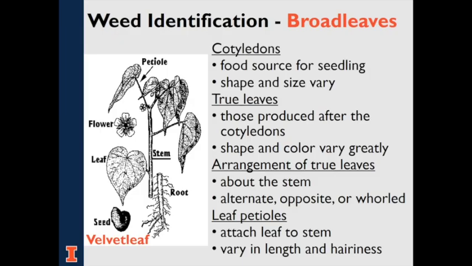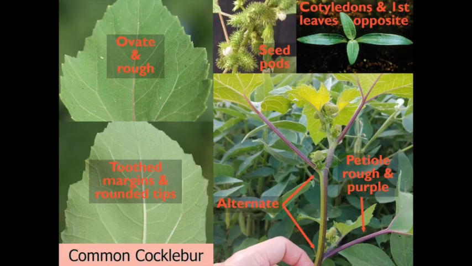Leaf petioles attach the leaf to the stem and vary in length, color, and hairiness. With common cocklebur, the cotyledons and first pair of true leaves are opposite, while the subsequent leaves are alternate. The leaves are ovately shaped and rough textured. The margins are toothed with rounded tips. The petioles are long, rough, and purple.